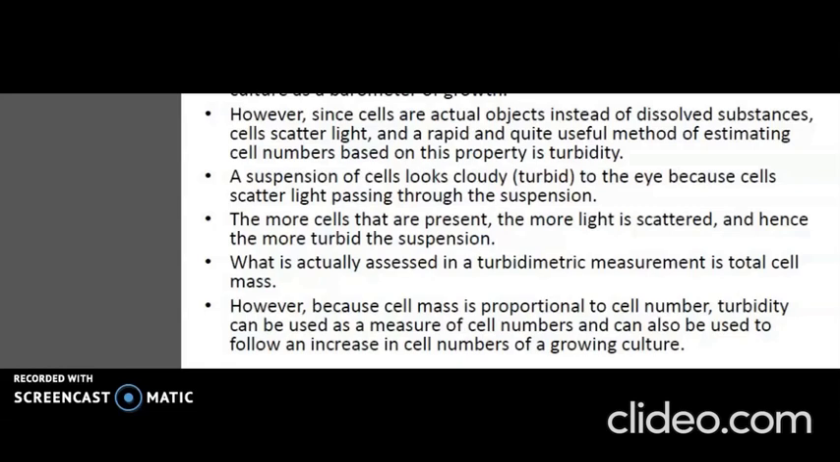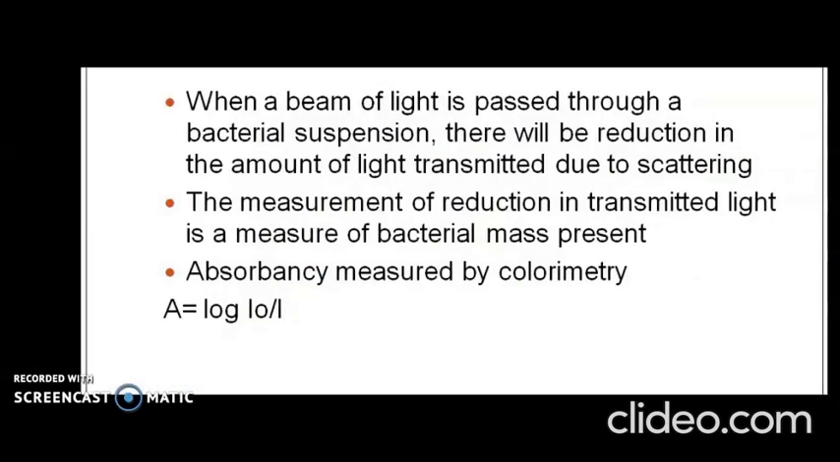What is actually assessed in a turbidometric measurement is total cell mass. However, cell mass is proportional to cell number. Turbidity can be used as a measure of cell numbers and can also be used to follow an increase in cell numbers of a growing culture. The amount of light absorbed or scattered is proportional to the mass of cells in the path of light. Increase in cell mass is proportional to the increase in cell number.